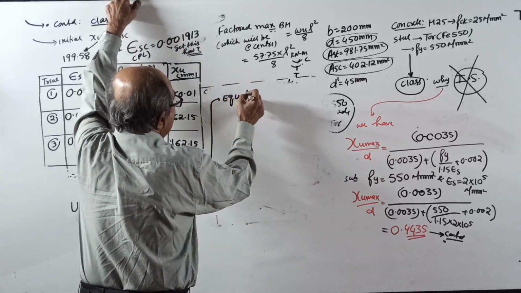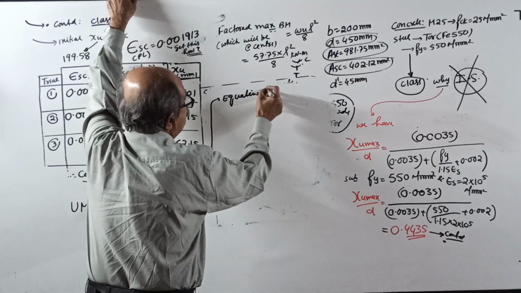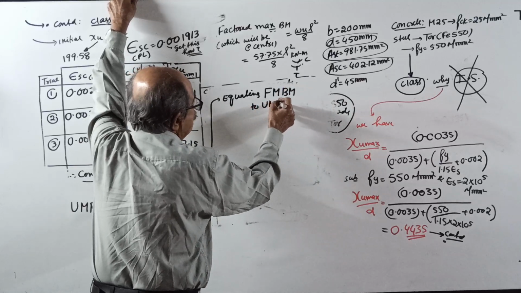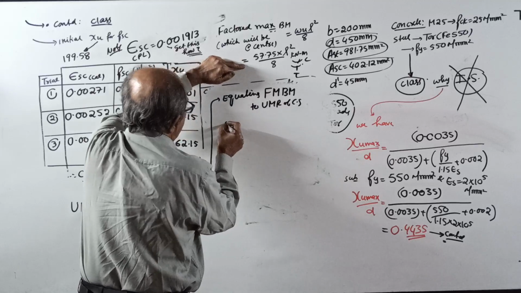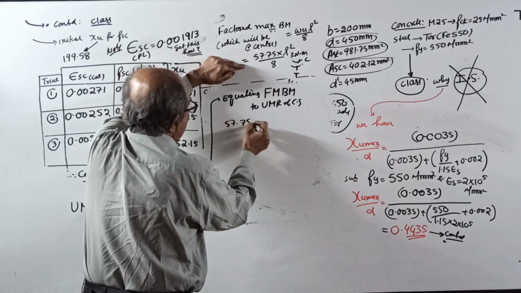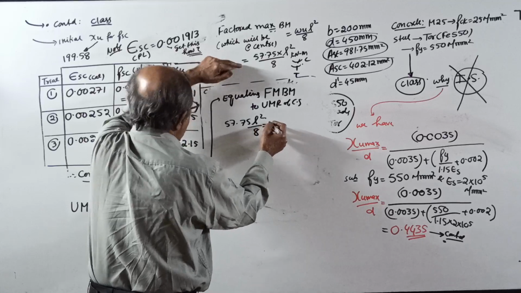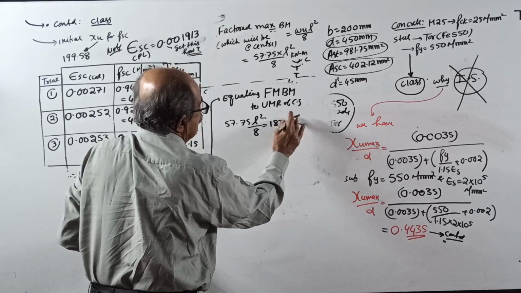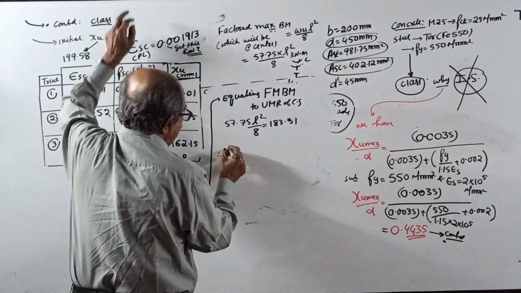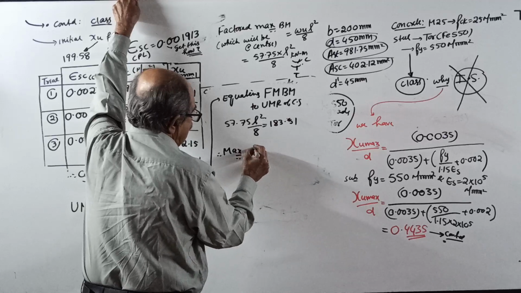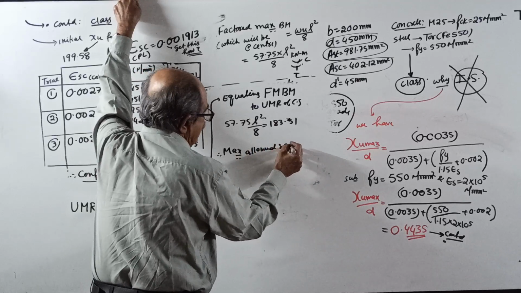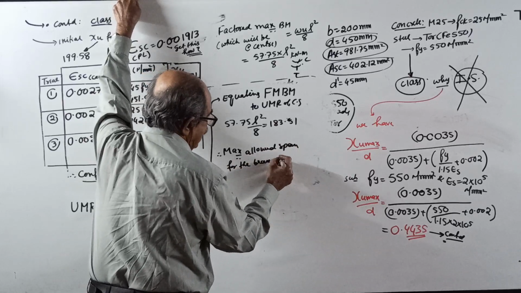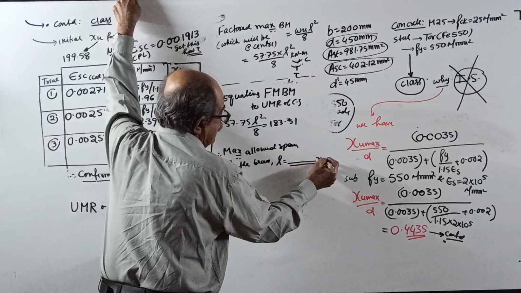Equating factored maximum bending moment to ultimate MR of cross section: 57.75 into L square by 8 equal to 183.51. Therefore, you will get the maximum allowed span for the beam, L equal to, you get in meters.